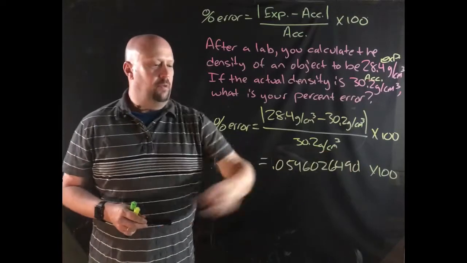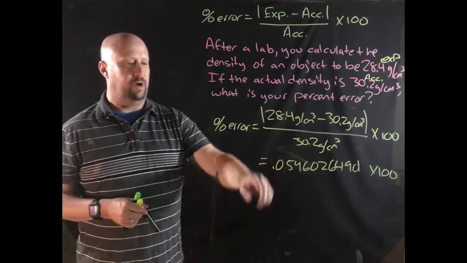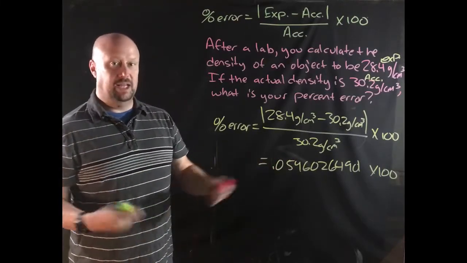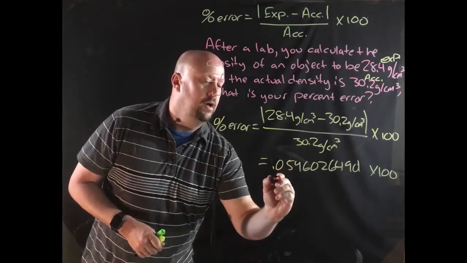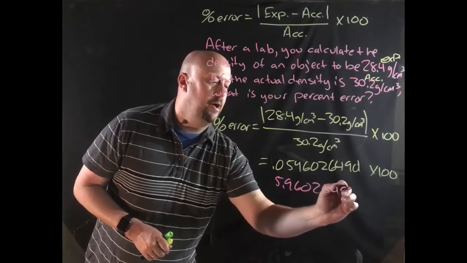Okay, and then we've got to multiply it by 100, so you can do that one of two ways. You can punch it in your calculator, multiply it by 100, or you can just know, hey, I'm going to shift my decimal place 2 places. Same thing, that's how percents work. And so that would give us 5.960, and so on.